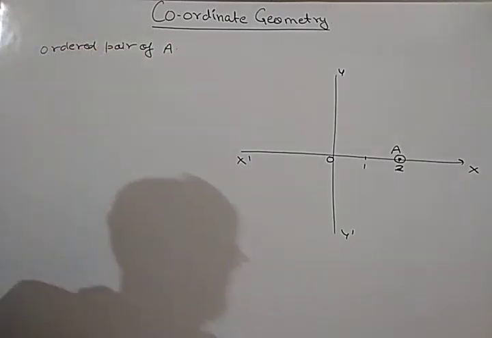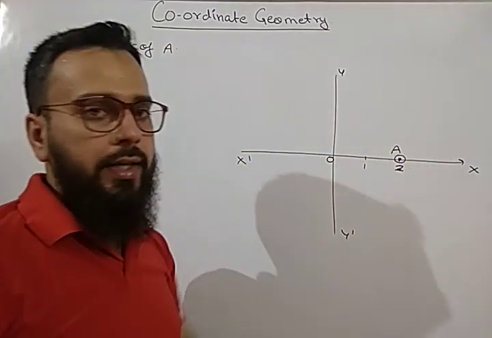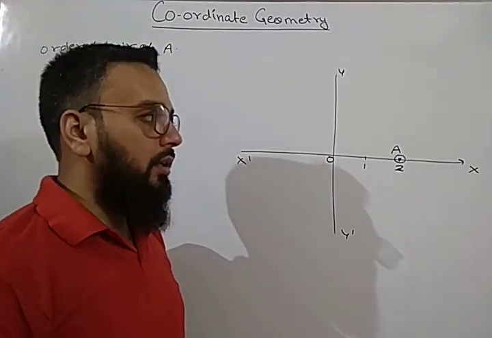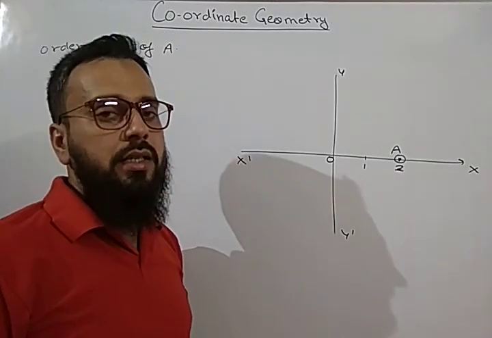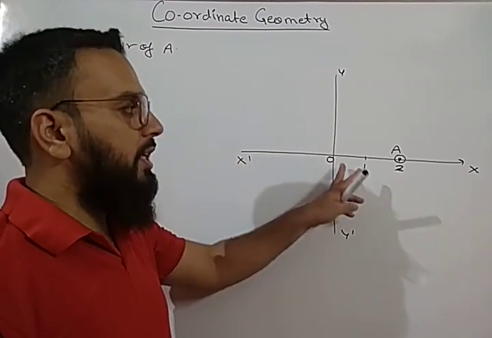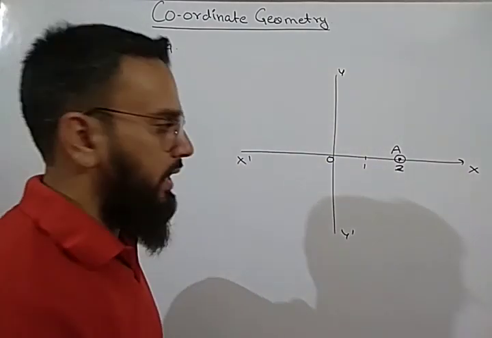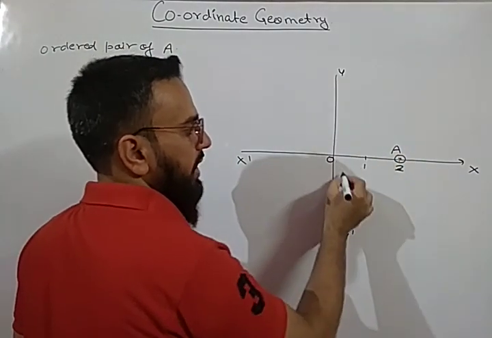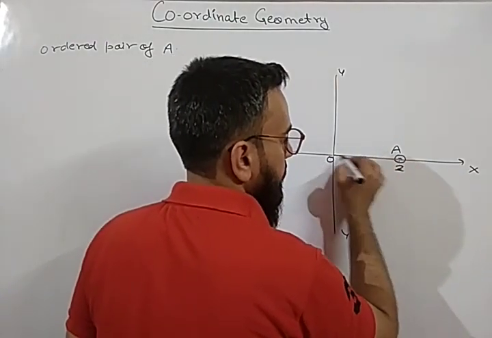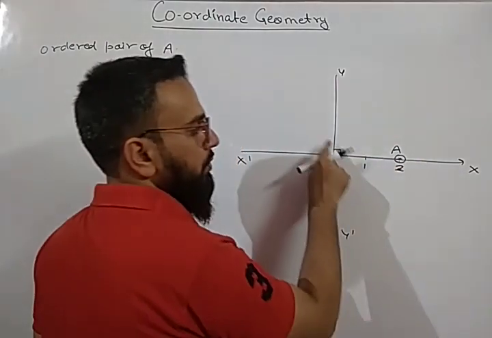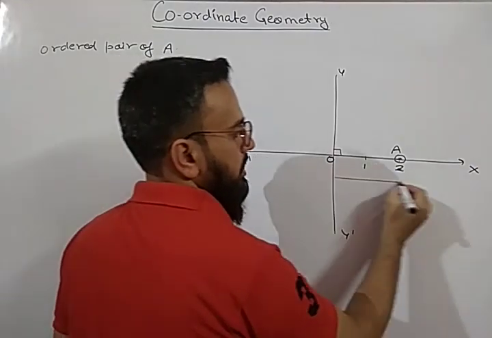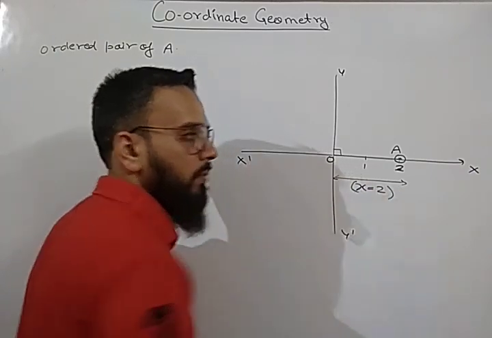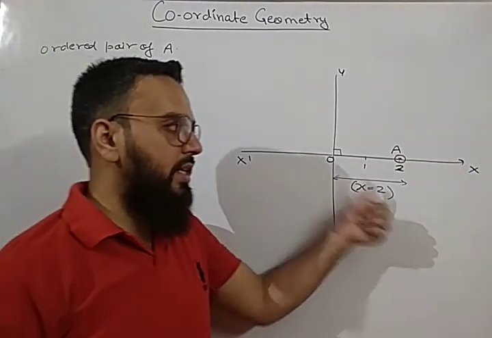What will be the ordered pair of A? Or what will be the coordinate of this point? As we have discussed, the perpendicular distance from the x-axis is the y-coordinate and the perpendicular distance from the y-axis is the x-coordinate. So if we check the perpendicular distance of this point from the y-axis, this distance is 2. And the perpendicular distance from the y-axis is equal to the x-coordinate. So we get x is equal to 2, which means the value of the x-coordinate is 2.